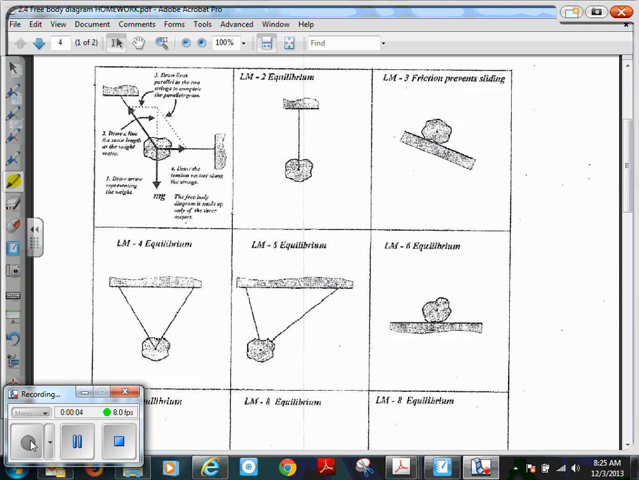We are talking about free body diagrams again today. This is our second session on this. We already have one video about free body diagrams, but I'm going to go into a little bit more detail to help you with this concept.